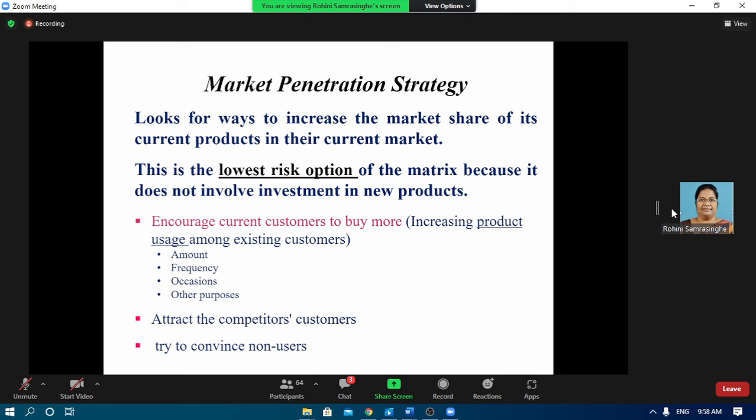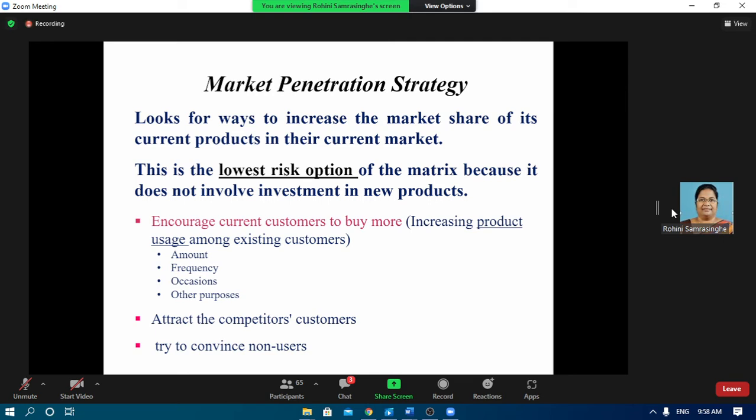Then not only that, they can also try to convince non-users to become users, because people may not have used that product earlier. Then the company can penetrate their market by asking non-users to come and use it. Sometimes they can promote that with low prices, sometimes special price offers, or different terms, asking them to pay not all at once or in full, but in installments accordingly.